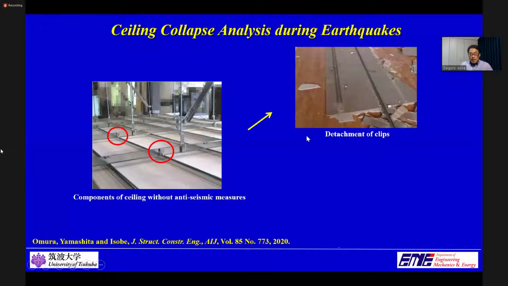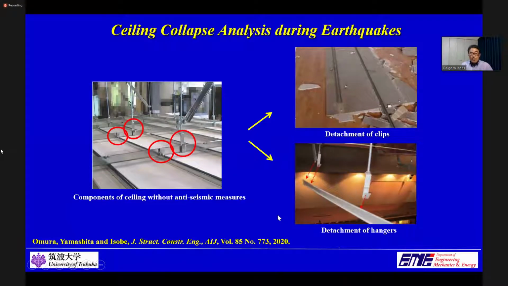Also, there are some reports which say that the detachments of hangers or failures of screws had caused the ceiling collapse. So there are various factors we have to assume.